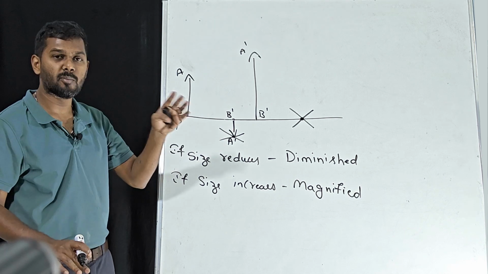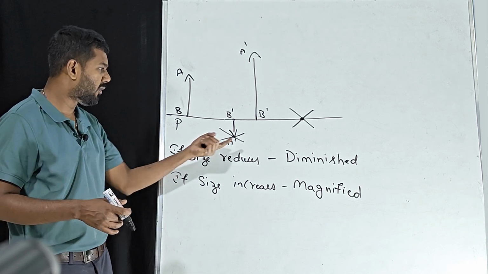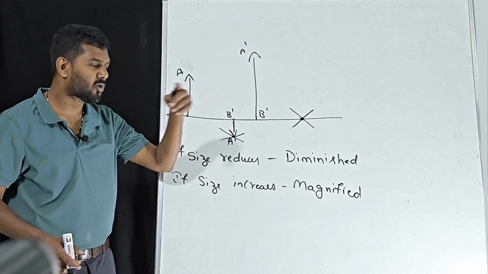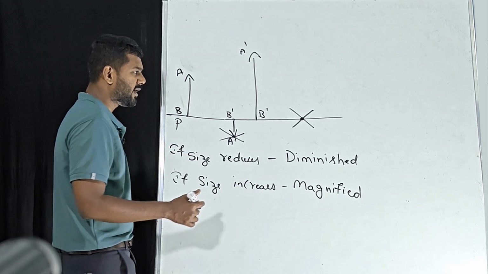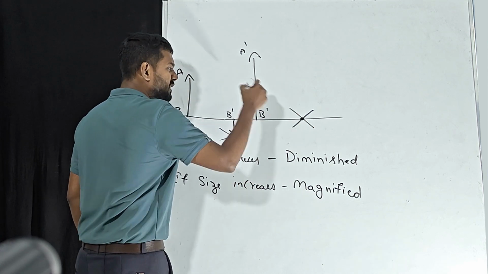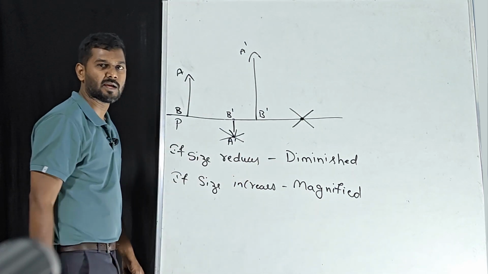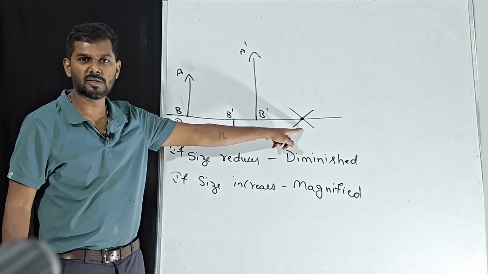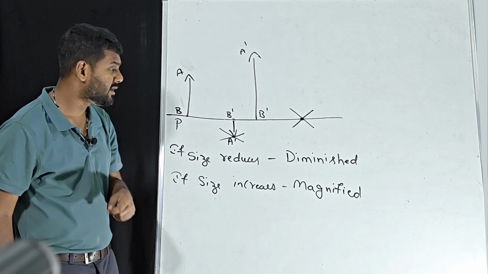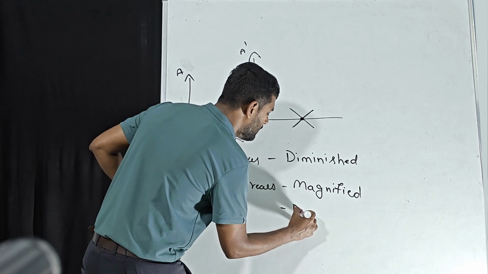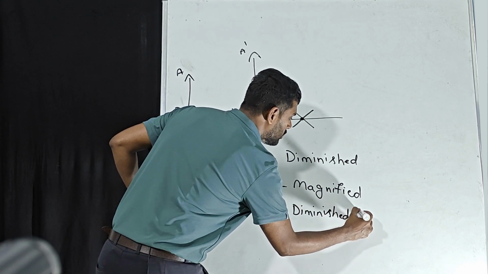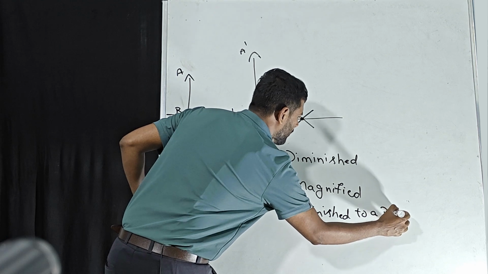Don't worry, here I am telling you the meaning of a diminished image and a magnified image, and there is one more type of image that we are going to find. If the intersection is on the principal axis, the size of the image will be diminished to a point. What do you mean by this?